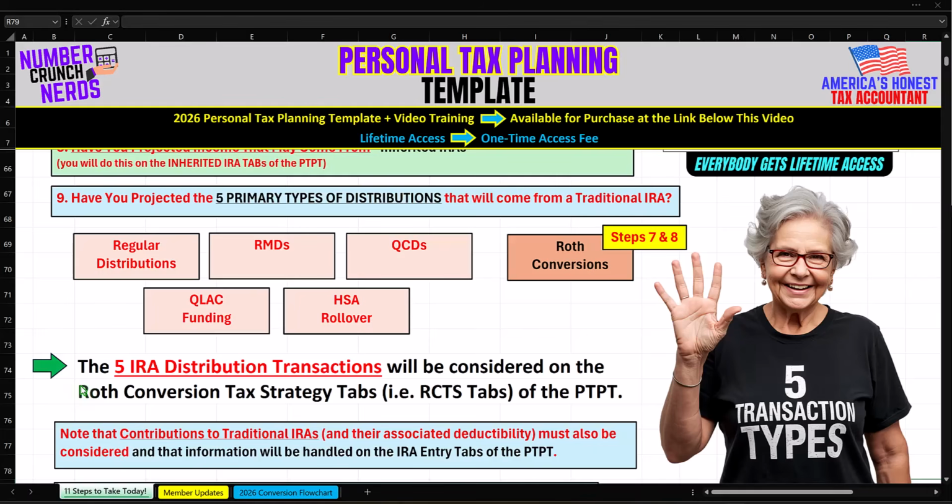As I just mentioned, those 5 types of IRA distribution transactions will be considered on the Roth conversion tax strategy tabs, also known as the RCTS tabs inside the personal tax planning template. Further note that contributions to traditional IRAs and their associated deductibility must also be considered as part of our planning process, and that information will be handled on the IRA entry tabs of the personal tax planning template.